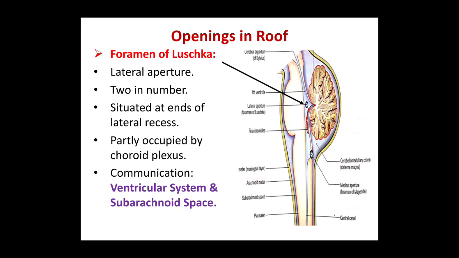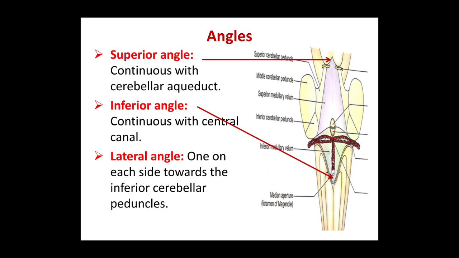The lateral apertures, called the foramina of Luschka, are two in number, situated at the ends of the lateral recess, partly occupied by the choroid plexus. This also communicates between the ventricular system and the subarachnoid space. Coming to the angles, the superior angle is continuous with the cerebral aqueduct. The inferior angle is continuous with the central canal of the spinal cord. The lateral angles, one on each side, are directed towards the inferior cerebellar peduncles.